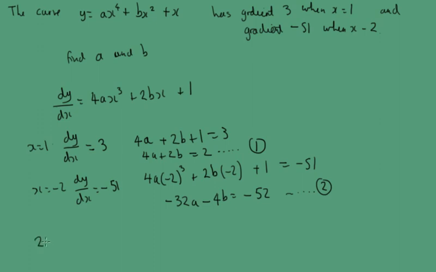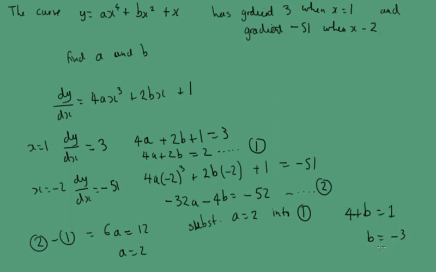So equation 2 minus equation 1, just solving it as simultaneous equations, gives us 6a equals 12. So a must be 2. Then substitute a equals 2 into equation 1. That would give us 4 plus b equals 1, so b must be minus 3. So I hope that helps.